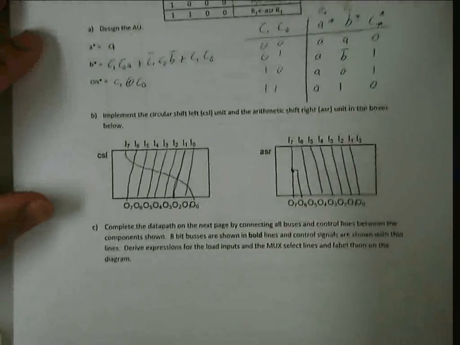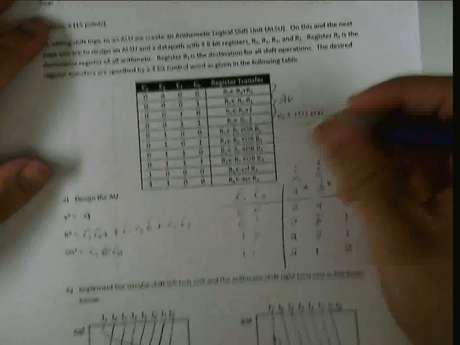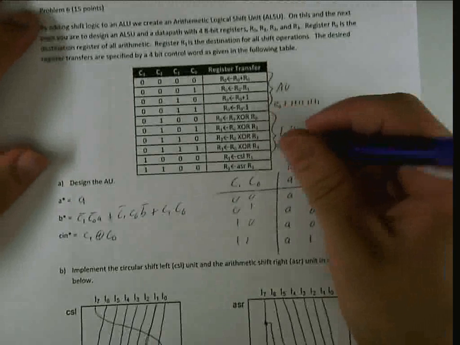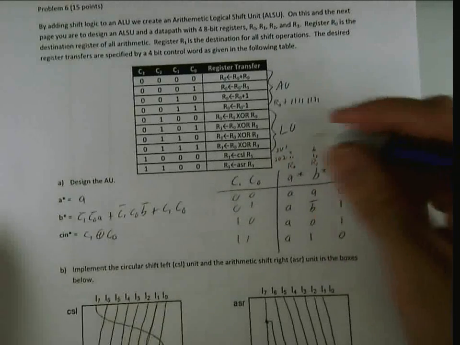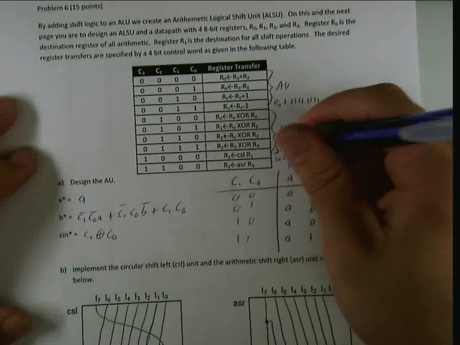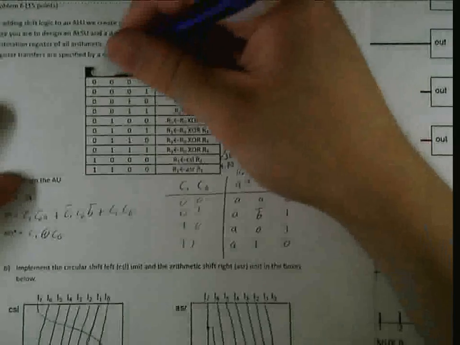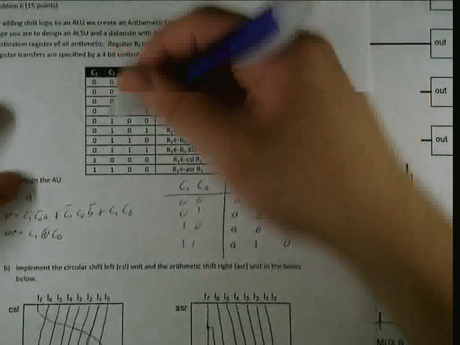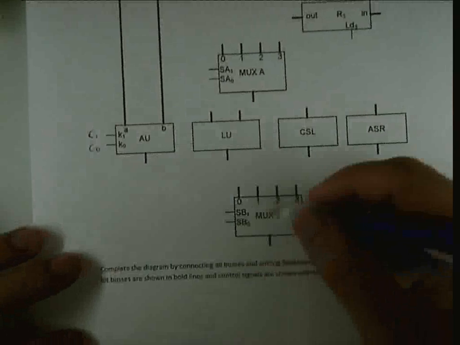Now this final question is asking me to complete the data path on the next page. And so when I go back up to here, what I noticed before is this is my AU, this is my LU, this is shift unit 1, shift unit 2, so this is CSL, this is ASR, and so basically the difference between each of these is the C3 and C2 bits, as you notice. So all these are zeros, all these are 0 1s, all these are 1 zeros and 1 1s. Well, basically I just went through every combination based on 2 bits of a 4 to 1 mux.